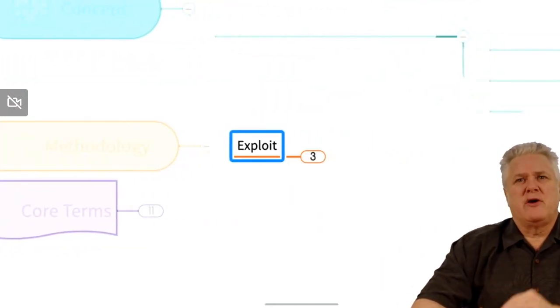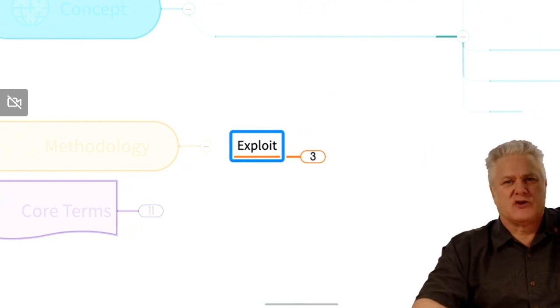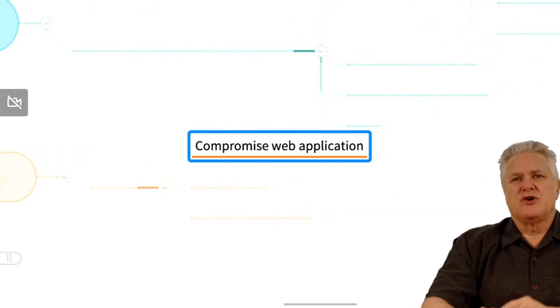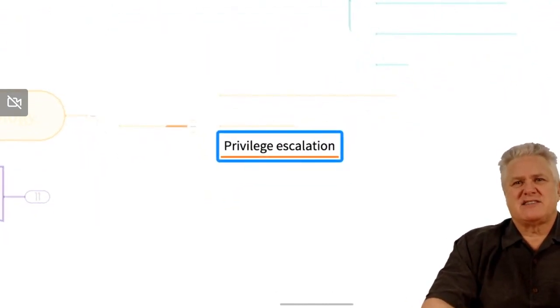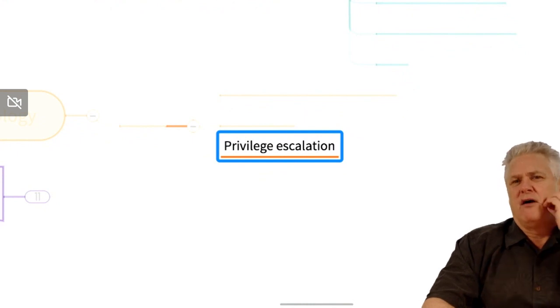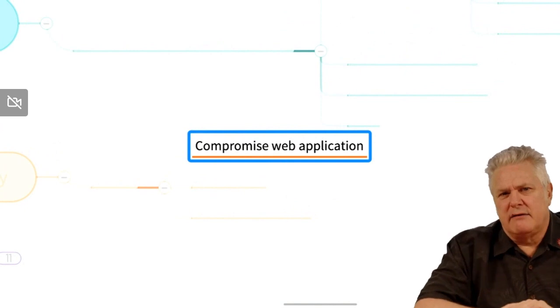From a testing standpoint, let's just stay inside of exploit. We've talked about the other things on the web server. We're deep inside of this. We're looking at the web application itself, gaining access and privilege escalation. Now, you all kind of did that.